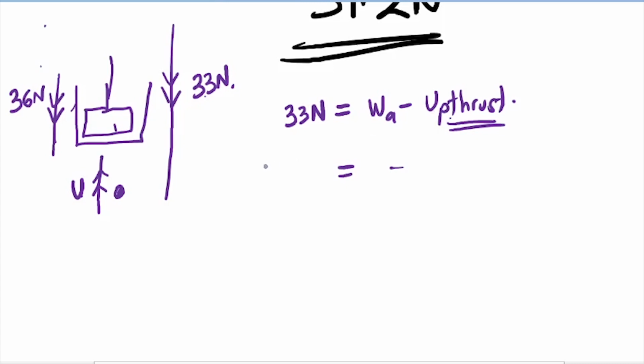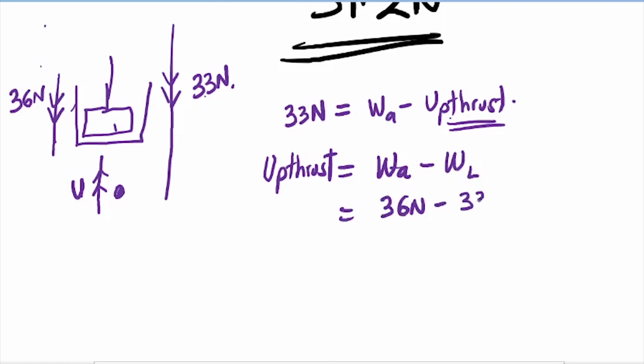So when I make upthrust the subject of the formula, upthrust is going to be given by the weight in air minus the apparent weight in that liquid, which is the weight when it's in that liquid. So that's going to be weight in air, which is 36 newtons, minus the 33 newtons. And then we shall end up with 3 newtons. So 3 newtons is the upthrust force.